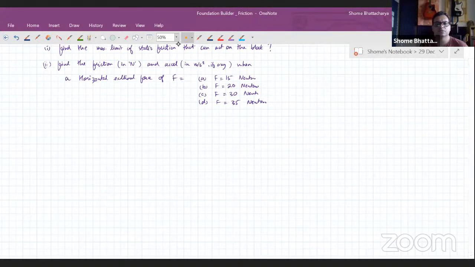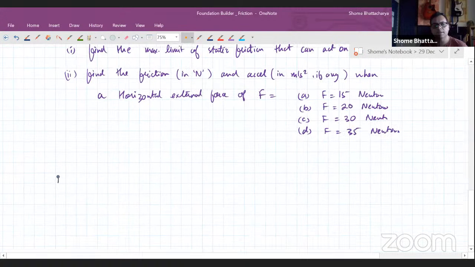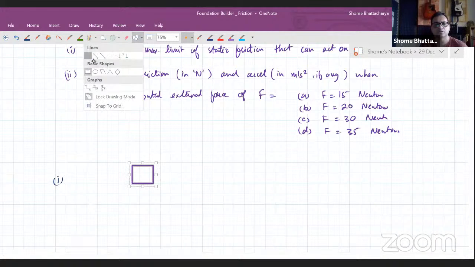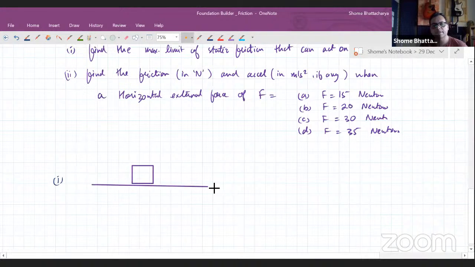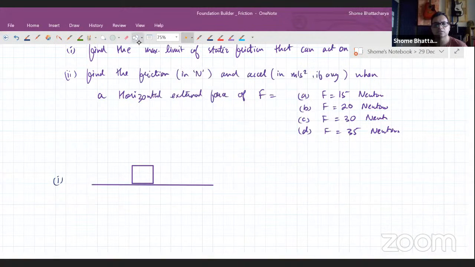Okay, so let's understand the free body diagram of the block. In the first part, when we are not applying any force, what all forces will be acting on the block when there is no horizontal external force applied on it? You will see that there will be only two forces acting on it, and both of them will be vertical forces: the weight and the normal reaction. So actually in the first part, there will not be any friction acting, but we can find out the maximum possible friction. If friction needs to act, what is the maximum limit up to which friction can act?